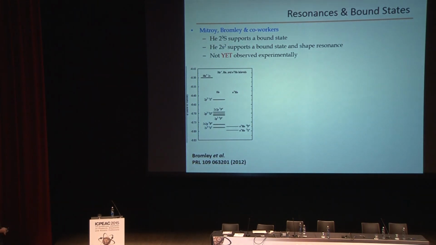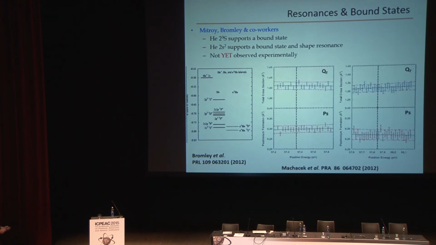One that we investigated a few years ago was a calculation that Jim Mitroy and Michael Bromley did on the 2s squared doubly excited state of the helium atom. So this is the upper reaches of the helium spectrum converging on the double escape threshold. This is actually an energy of around 57 electron volts. And through these variational calculations, they found that the 2s squared singlet S doubly excited state supported a bound state and also a shape resonance just above that. So this was very exciting, and we tooled up to do an experiment on this.